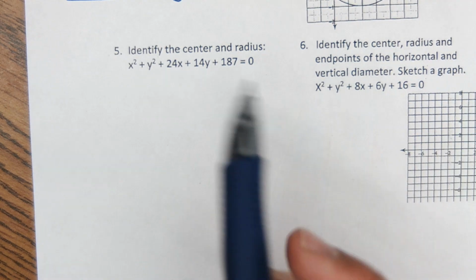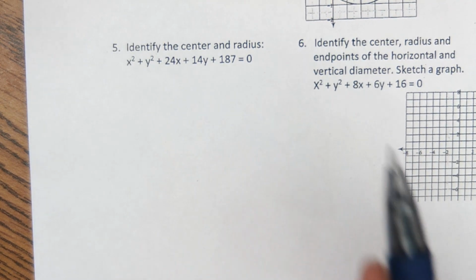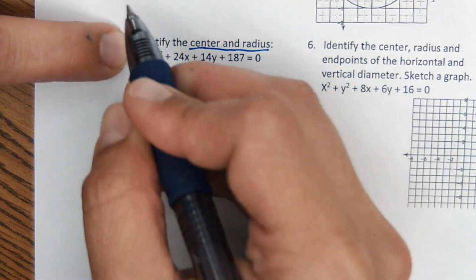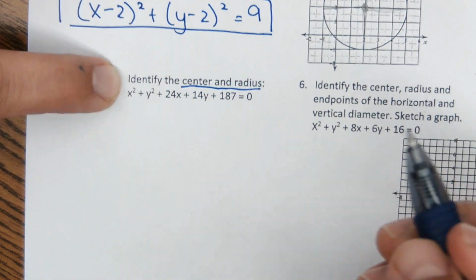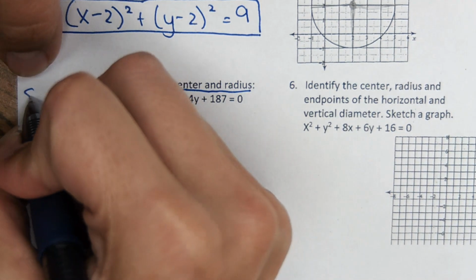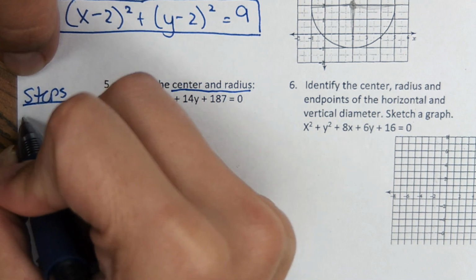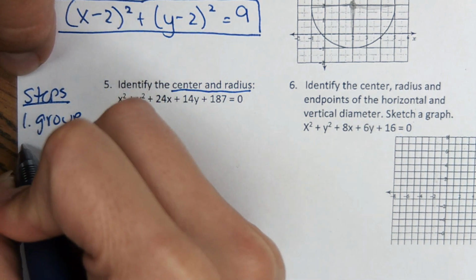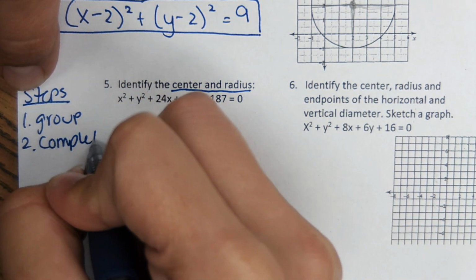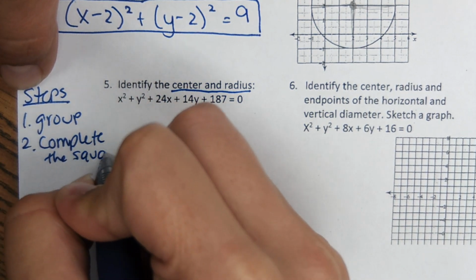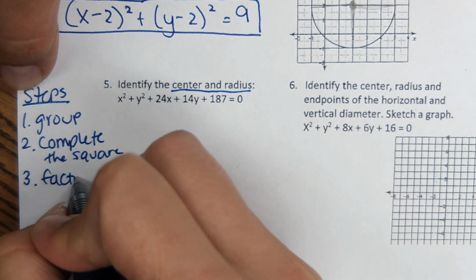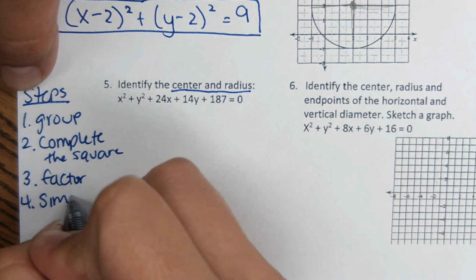For this one, number 5, it says identify the center and radius, but this problem's in the wrong format. We can't just pull out the center and radius like we did in this format, so we have to change it into the other format first. So the steps for changing it into the other format are going to be 1, group it, and I'll show you what these steps mean in a second. Then we're going to complete the square. Then we're going to factor, and then simplify.